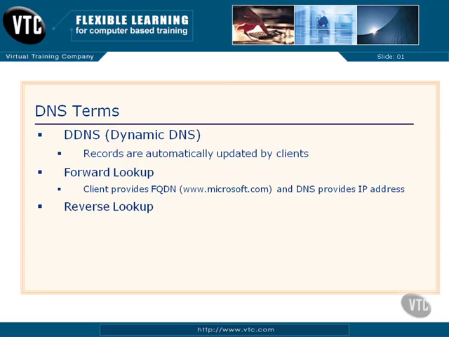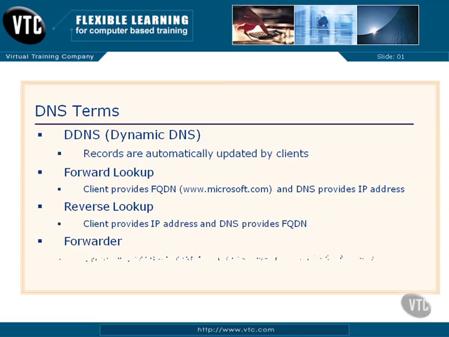Now, a reverse lookup is where I can provide the IP address and it will go find me the fully qualified domain name. So it's just the opposite of that. One's converting it from IP address into words, the other one's converting it from words into an IP address. And DNS can do both of those.